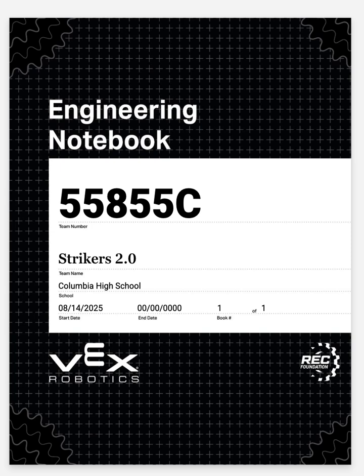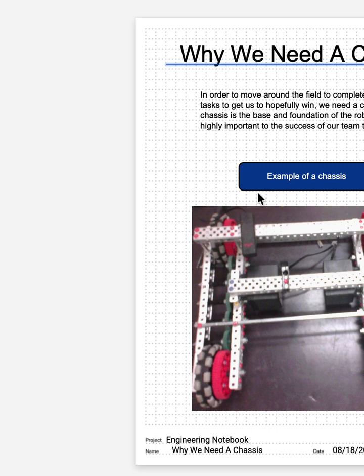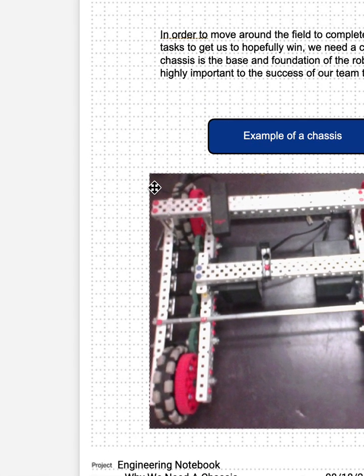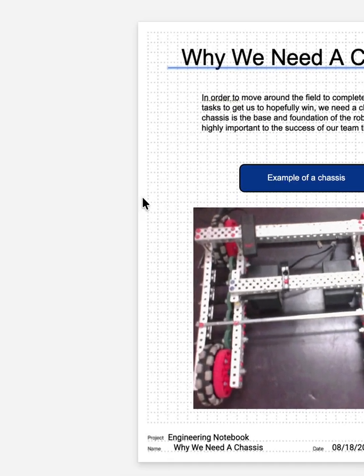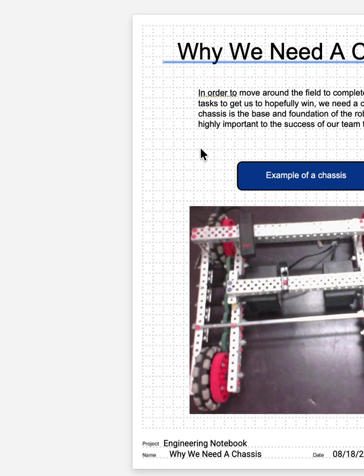So the first step of the design process is identifying the problem. With our chassis, we identified the problem. So why do we need a chassis? The frame is not in the screen sharing, but it says why we need a chassis, so that's identifying the problem.